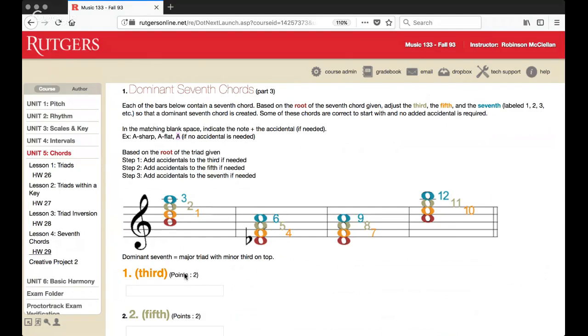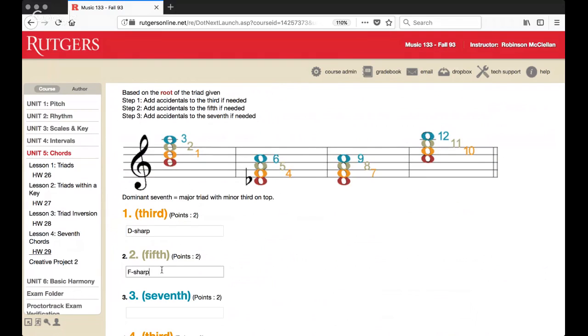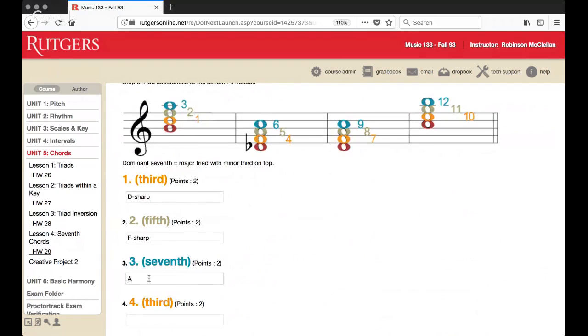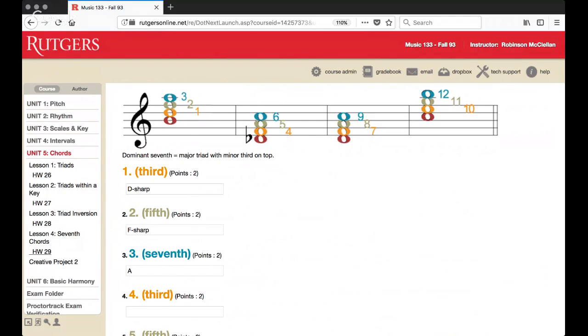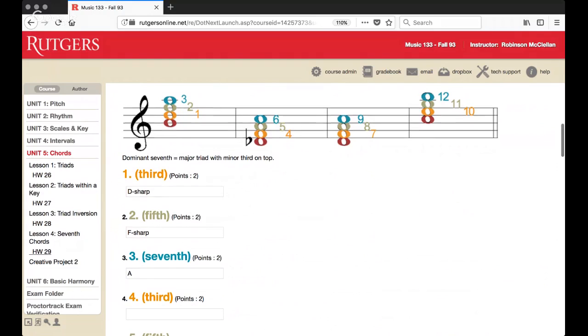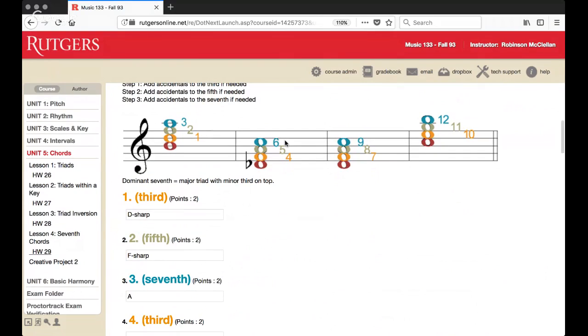So we're all good. And so we need to write D sharp for the third, and F sharp for the fifth, and A just as is for the seventh. And just a bit of a note about the kind of procedure here. You're just matching the numbered notes as you go down the questions. So these numbers have no significance except to help you match up the answer boxes.